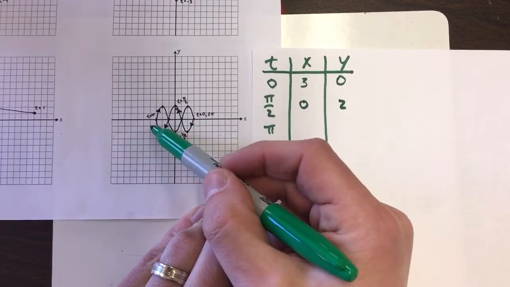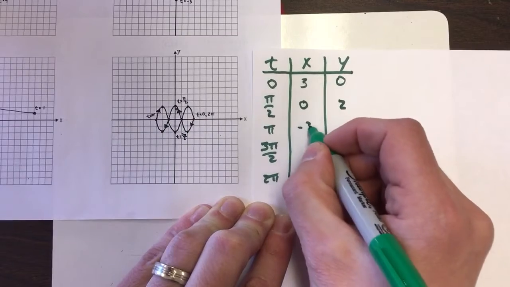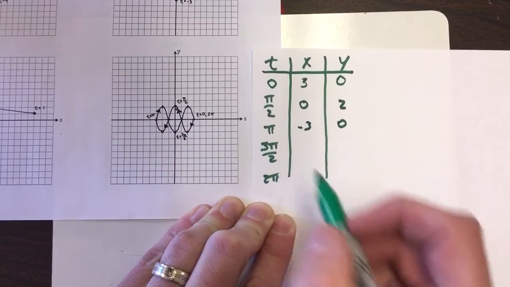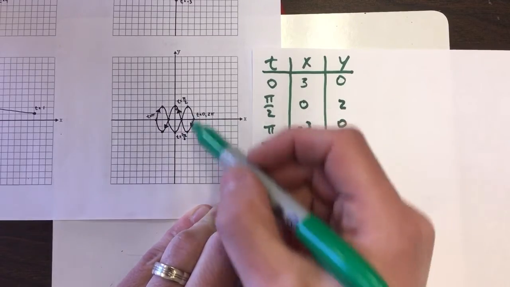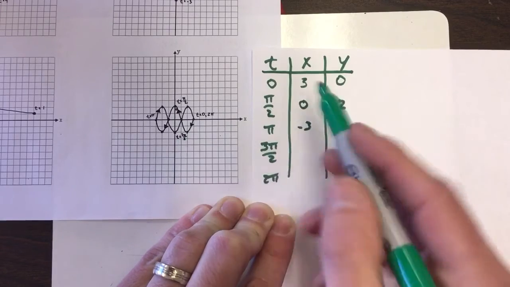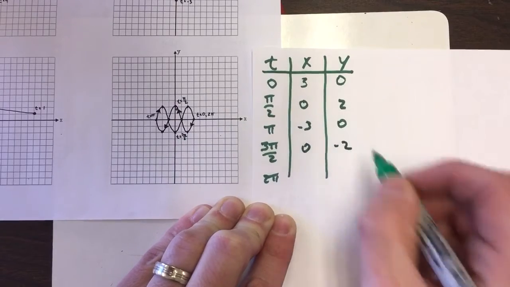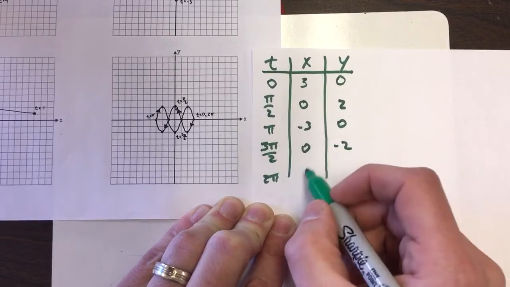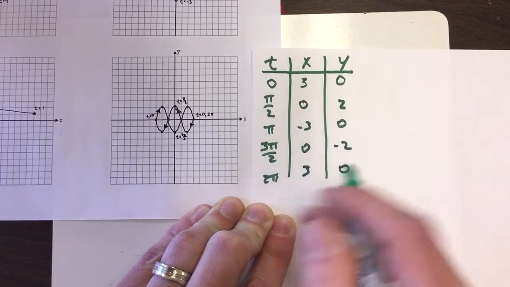Pi, we're all the way to the left, at negative 3, 0. 3 pi over 2, we're down at the bottom there. So that's 0, negative 2. And then 2 pi, we're back at the beginning, 3, 0.